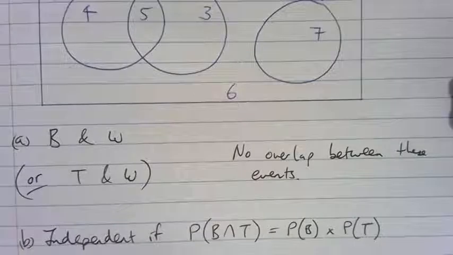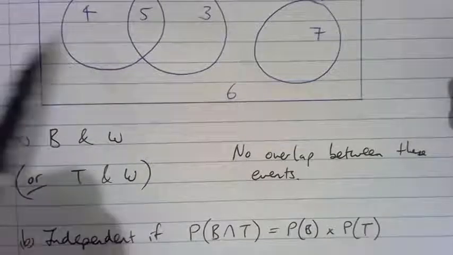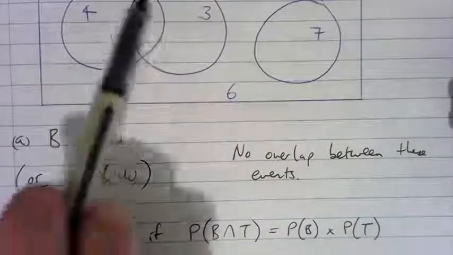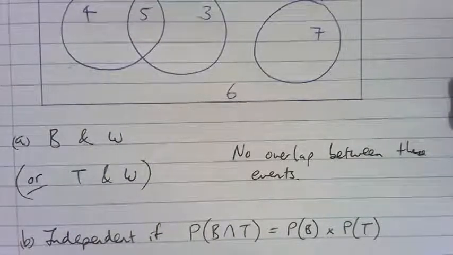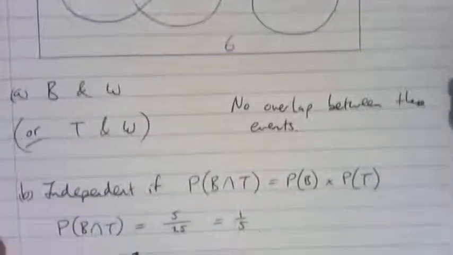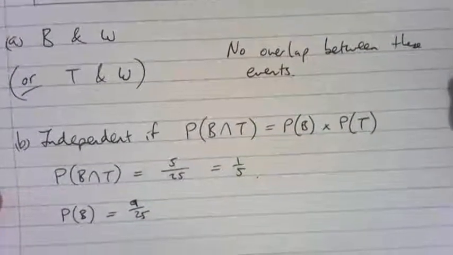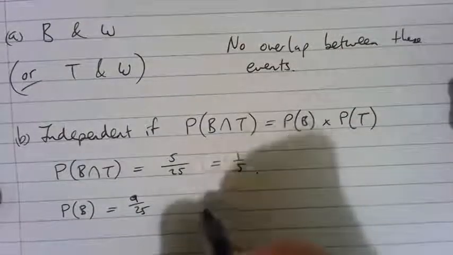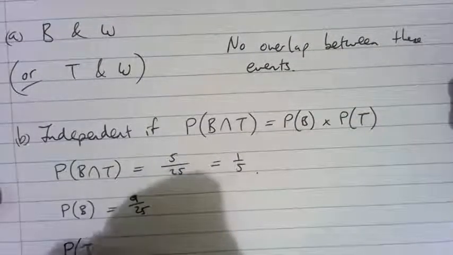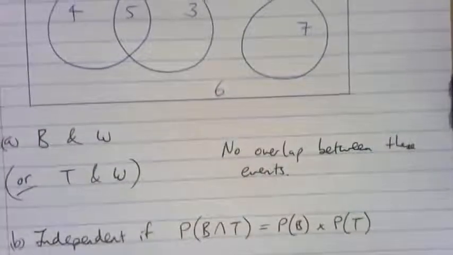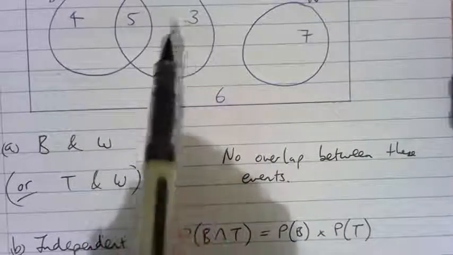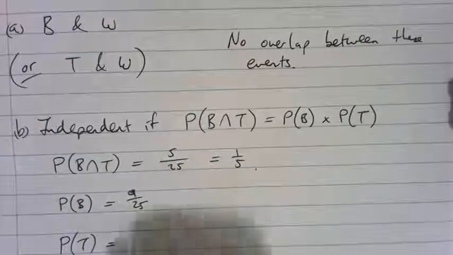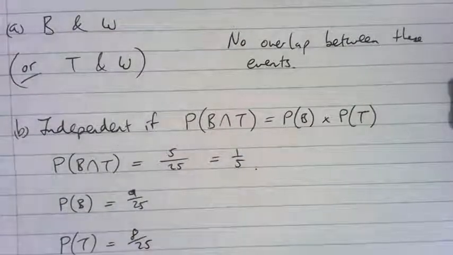Okay. What's the probability of B? Any kind of B at all? Well, you've got 4 there and 5 there, so in total you've got 9 people biking at some point on the way to work. So that's 9 out of 25. And the probability of T from the Venn diagram: 5 that bike and train, so 5 there and 3 there as well, so 8 in total. And again, it's out of 25.